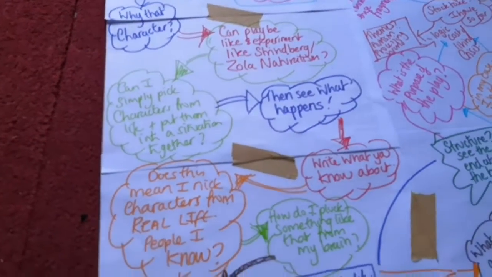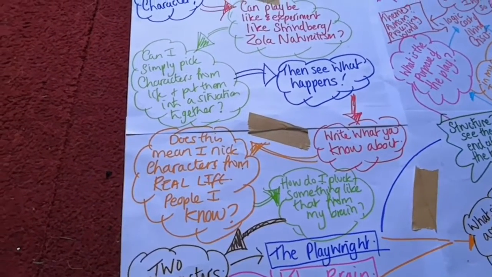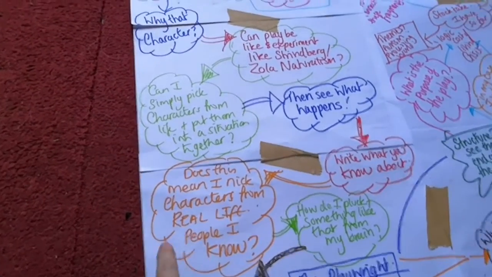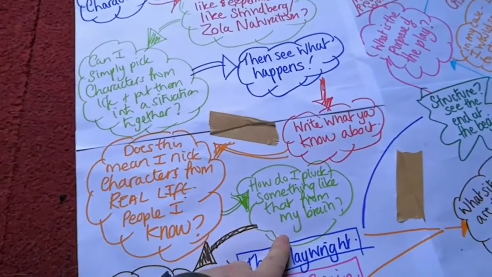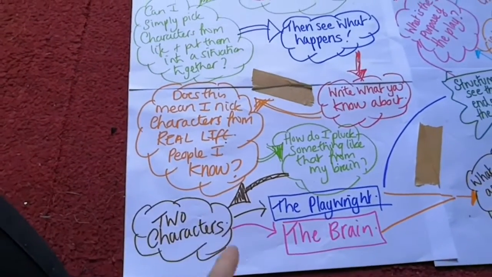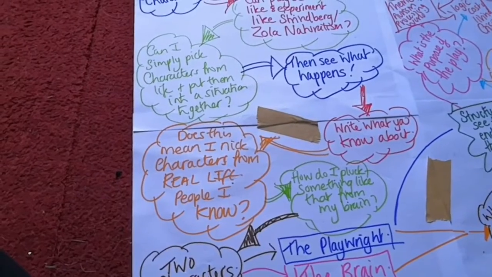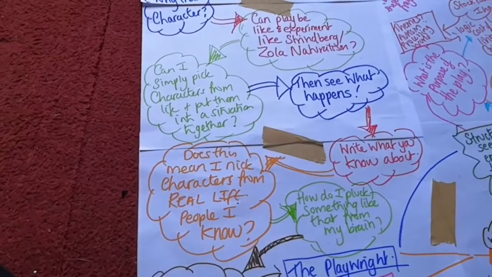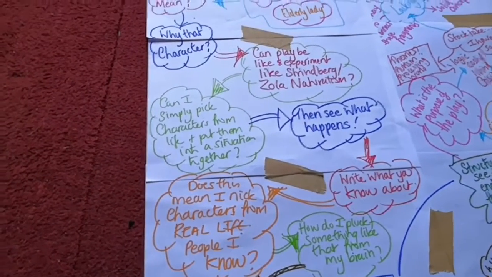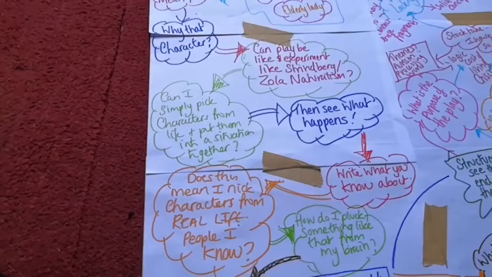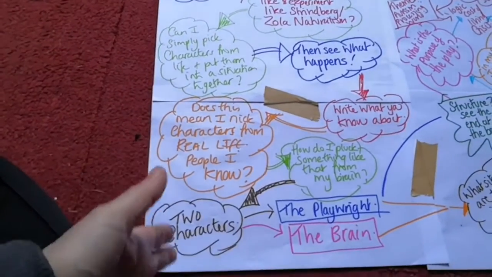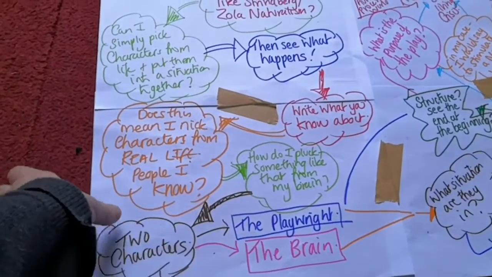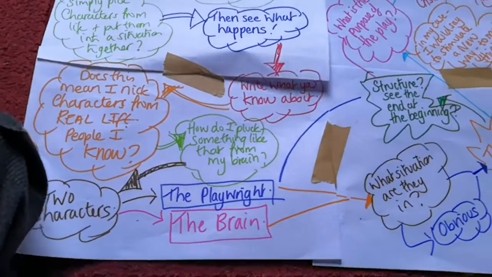The thing that comes into my mind is write what you know about. Does this mean I nick characters from real life, people I know? I pity them. How do I pluck something like that from my brain? Normally, if you told me there's a situation in a pub, you've got two characters, tell me the characters, and then I just write something that would come. Just something will come. I don't know why I'm having this difficulty about character. Because I'm having this difficulty about character, my brain is suddenly lacking in imagination.